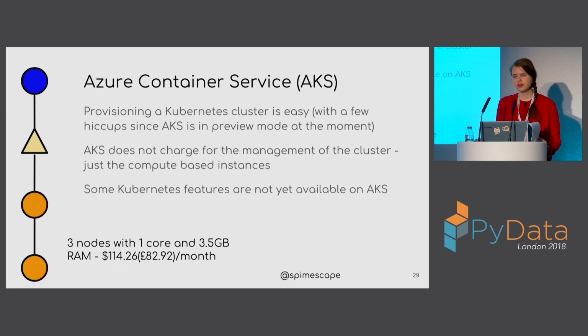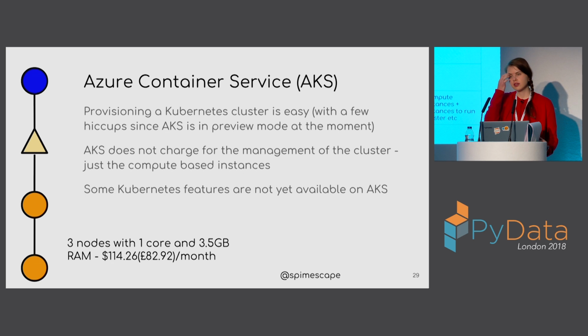And although you can't really compare the Google Cloud and the Azure offering one-to-one because the machine sizes that you use for your nodes are slightly different, I tried to pick out things that were as close to each other as I could. So if you run a small demo cluster with 1 core and 3.5 gigabytes of RAM, it will be about £82 per month if you run it 24/7.